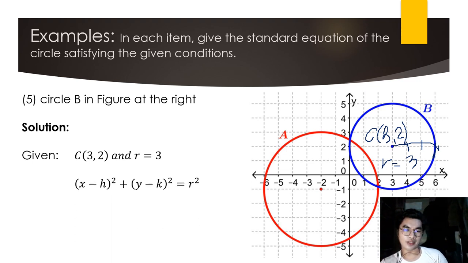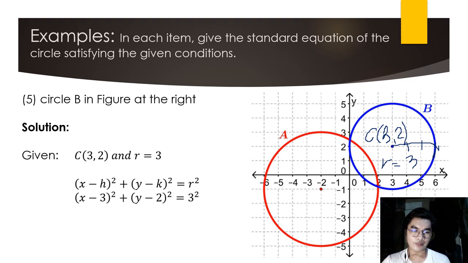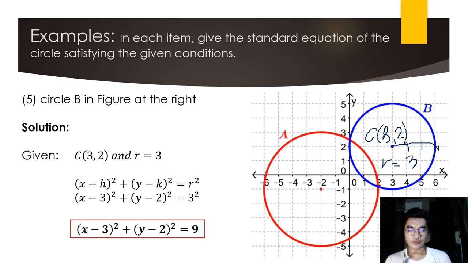Again, for the formula, we have the square of x minus h plus the square of y minus k is equal to r square. h represents 3, k is 2, and then r is 3. So substitute all the given. So we have the square of x minus 3 plus the square of y minus 2 is equal to 3 square. 3 square is equal to 9. So therefore, the standard equation of circle B is the square of x minus 3 plus the square of y minus 2 is equal to 9.